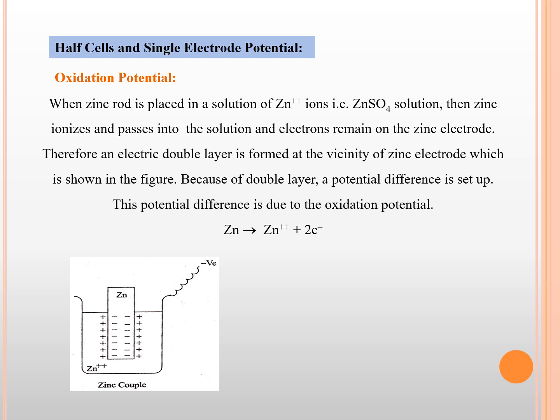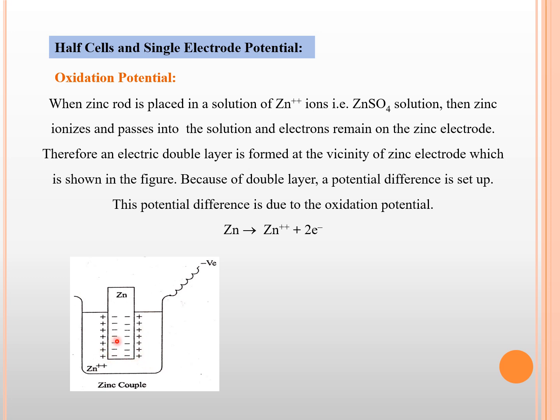Now, what do you mean by half cell and single electrode potential? First, we will discuss the oxidation potential. When a zinc rod is placed in a solution of Zn2+ ions, that is zinc sulfate solution, then zinc ionizes and passes into the solution, and the electrons remain on the zinc electrode. Here you can see the electrons remain on the zinc electrode, and the zinc passes into the solution in the form of positive ions.